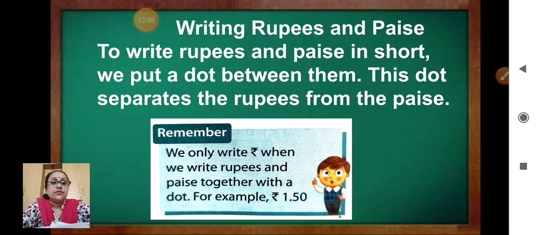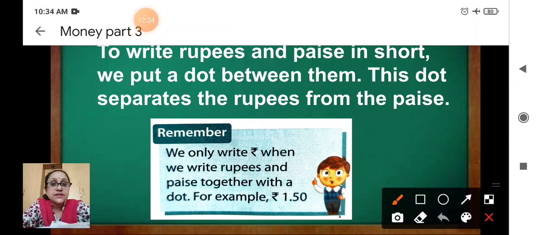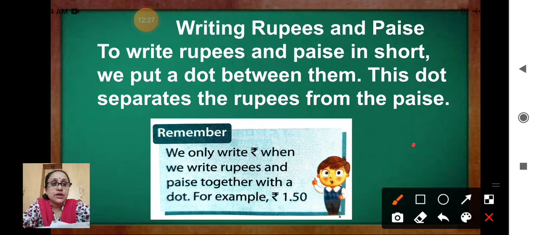Now we will be doing writing rupees and paise. Okay. So to write rupees and paise in short, we put a dot between them. Now what is dot? How you put a dot? Like this. Okay. You know to put the dot? Yes. This dot separates the rupees from the paise.